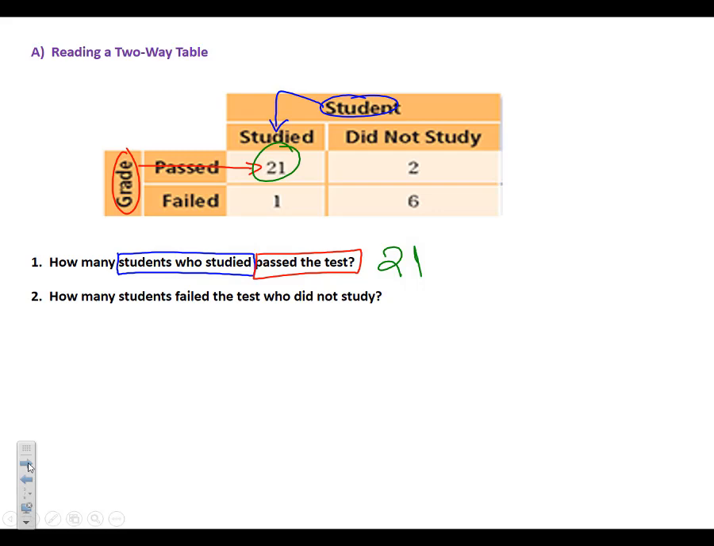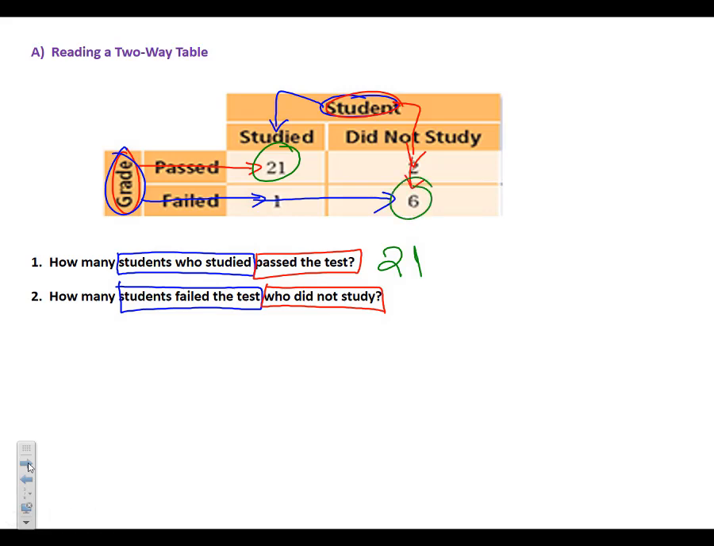Our next question, number 2. How many students failed the test who did not study? So now our first category is actually the grade. How many students failed the test? So right here, grade, failed the test. We're coming across in this direction. And then we need to look at the other category, who did not study. So again, students who did not study, and we're going to come down. And we can see that the blue has to continue all the way over here, and we come down the column there, and we can see that 6 is the intersection.